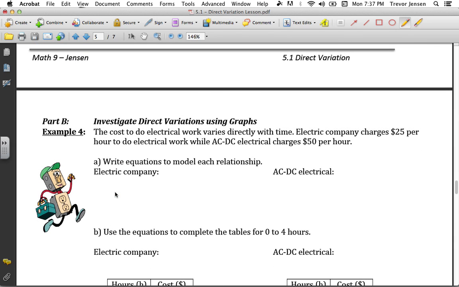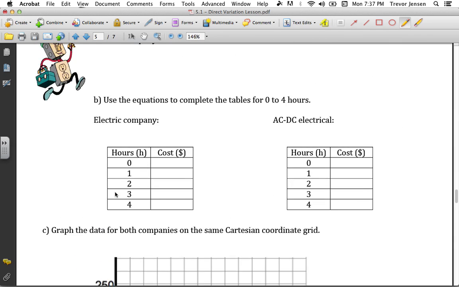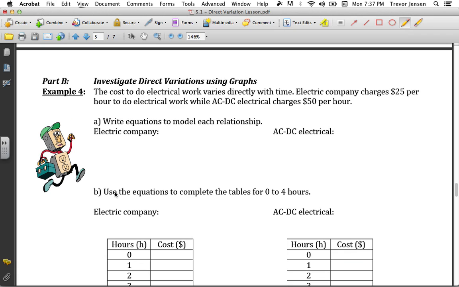So now we're going to move into learning how to graph a direct variation. Example 4: the cost to do electrical work varies directly with time. That's a key sentence right there. It's given you a lot of information just in that first sentence.